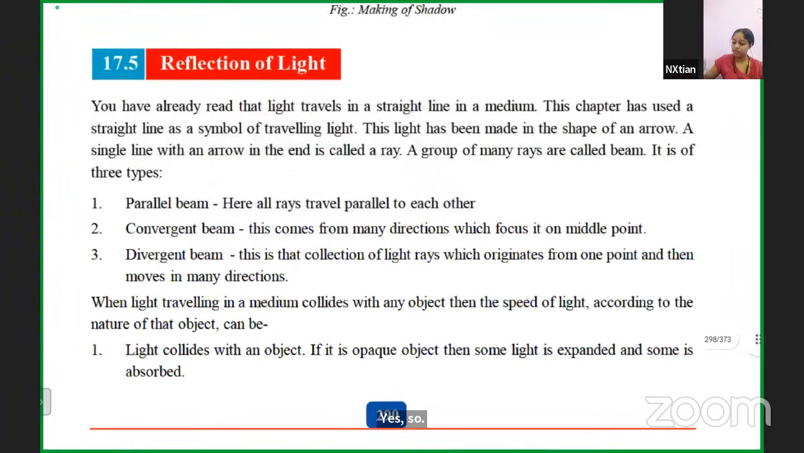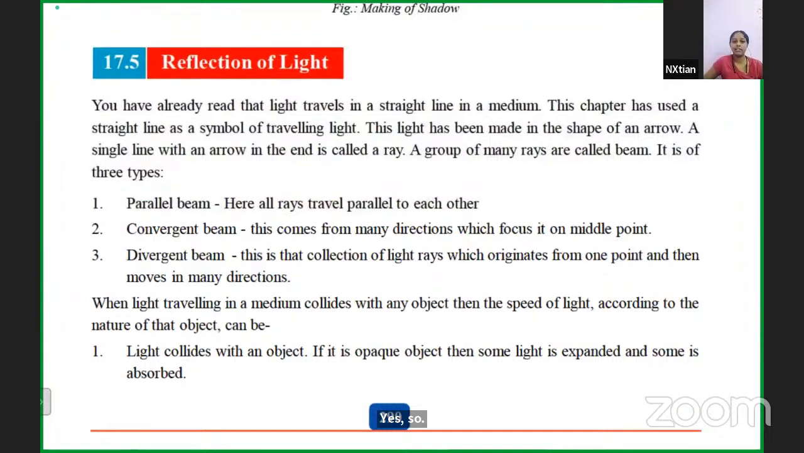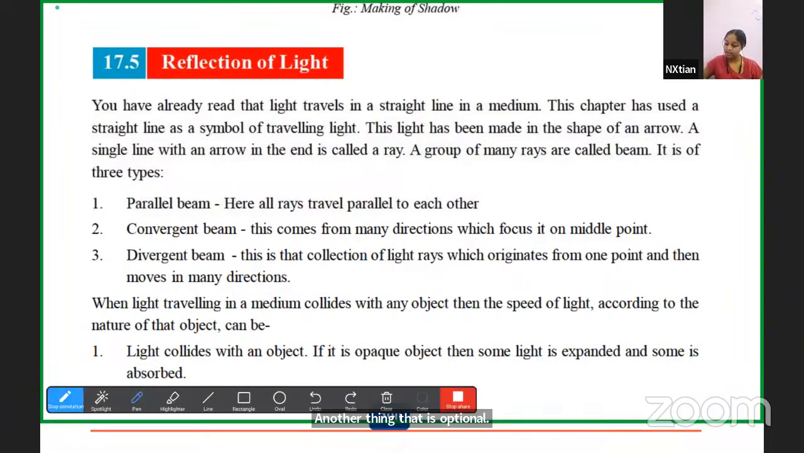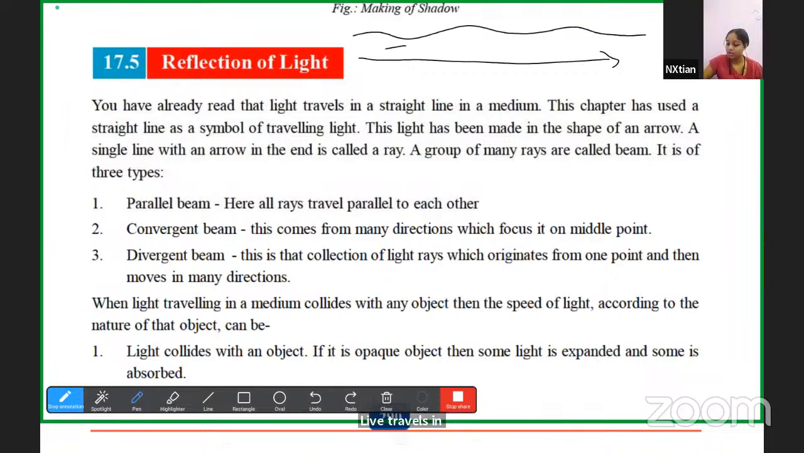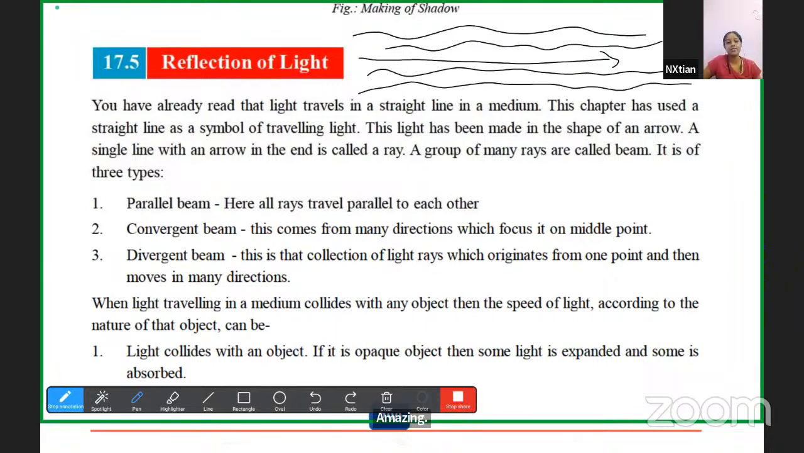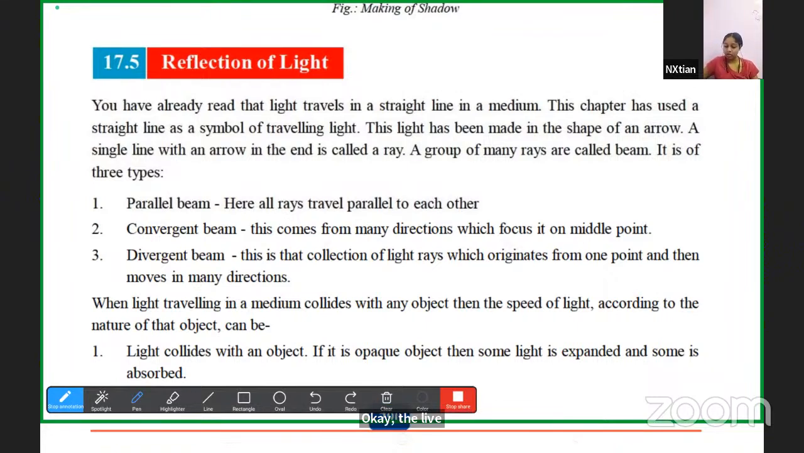Then we have another thing that is reflection of light. Now we know that, like I explained in the last class, light travels in a straight line in a medium. This is water, a medium. And in the water, the light will travel in a straight line. In vacuum too, light will travel in a straight line. The light travels in a straight line in any medium.